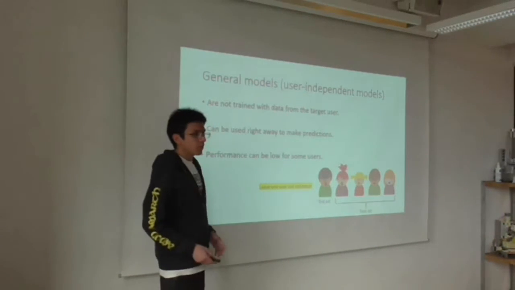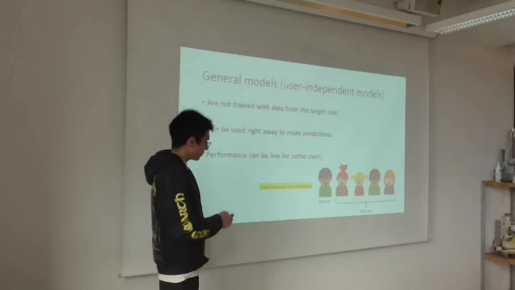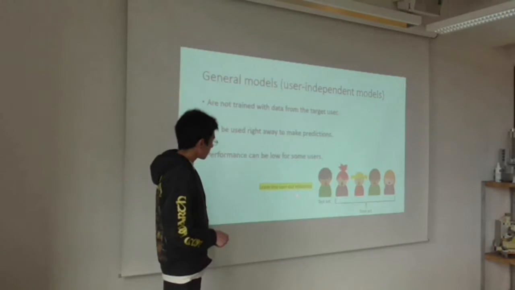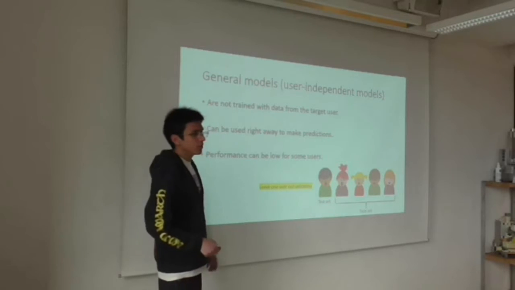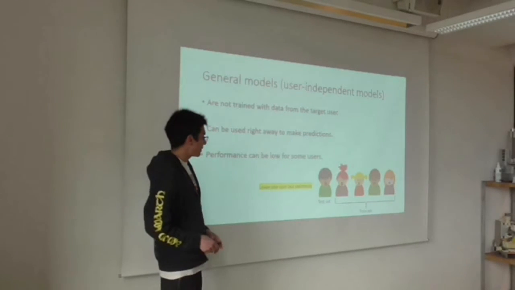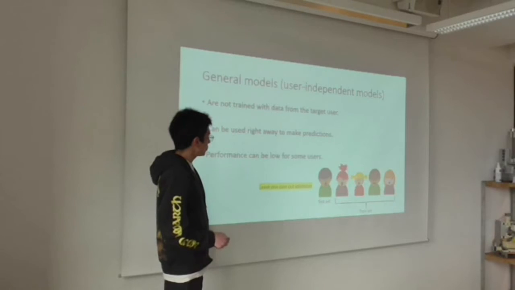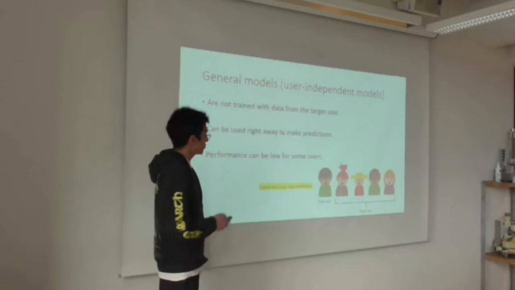So how to train this type of general models? Then you have a set of users in your database, and this approach is called leave one user out validation. It just means that you take one of the users and use his or her data as the testing set, and you train a model with the remaining users, and you repeat the process for each user.